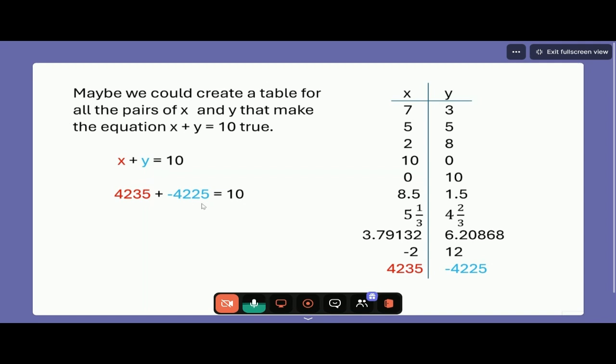So look at all those pairs that we have. And by now, I hope you've realized I could just keep on going all day long here, coming up with pairs of numbers that add up to 10, and therefore make a solution to the equation. There are an infinite number of x y pairs that make that equation true.